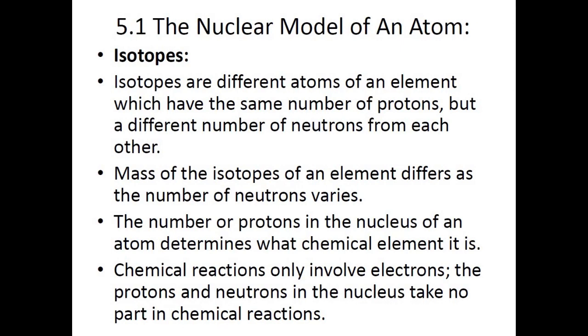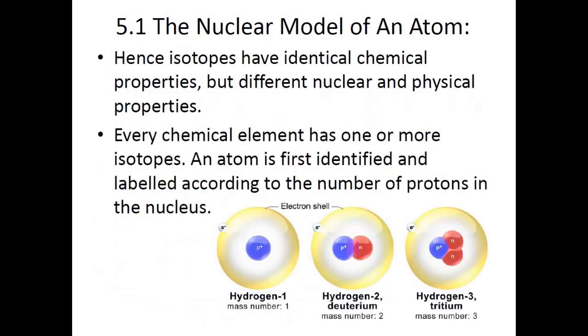Chemical reactions only involve electrons. The protons and neutrons take no part in the chemical reactions. Hence, these isotopes, the atoms of the same element having different mass numbers, have identical chemical properties. Sometimes they have the same chemical properties, but they usually have different nuclear and physical properties. Every chemical element has one or more isotopes, but they are very often quite rare to find.